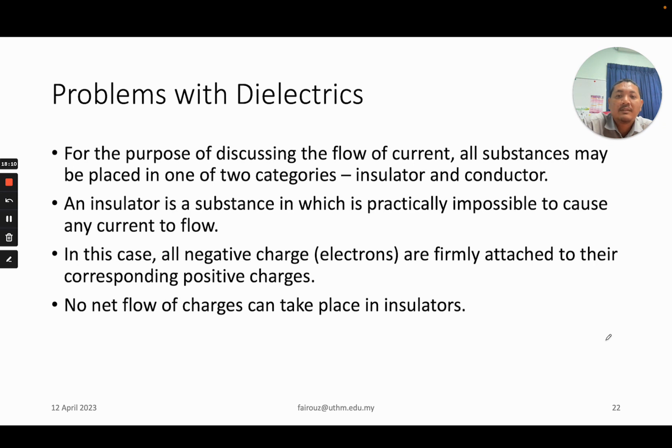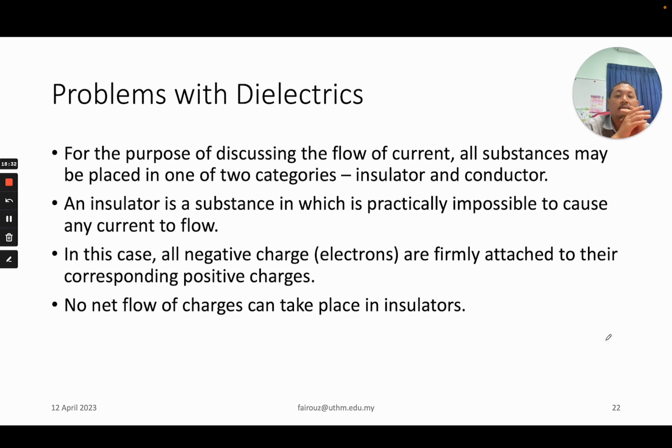For the purpose of discussing the flow of current, all substances may be placed in one of two categories: insulator and conductor. An insulator is basically impossible to cause any current to flow. So that is the purpose of an insulator, to block any current from flowing.